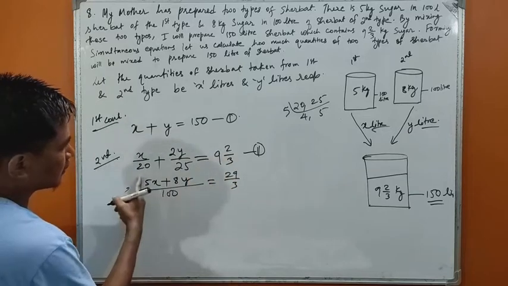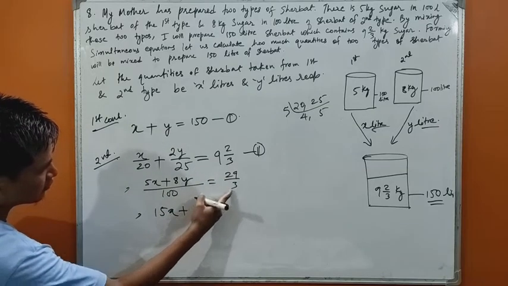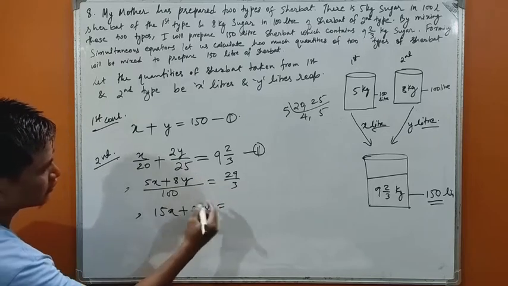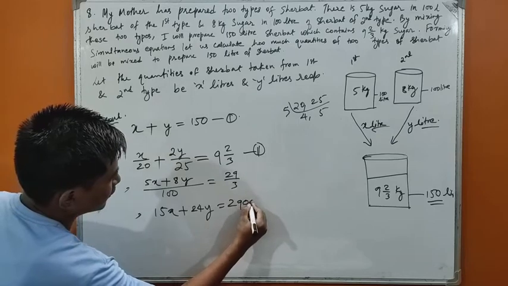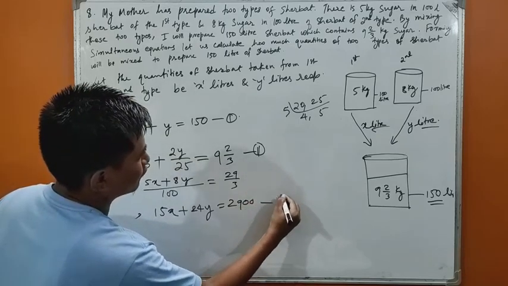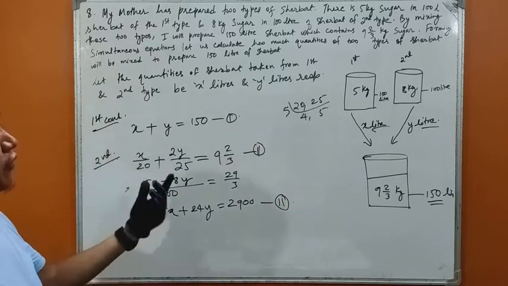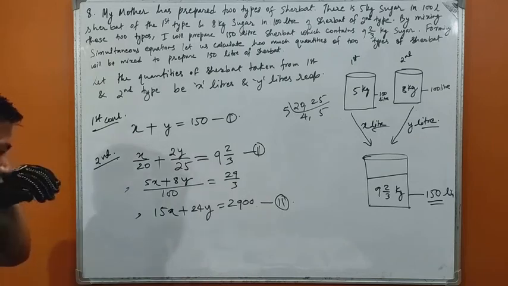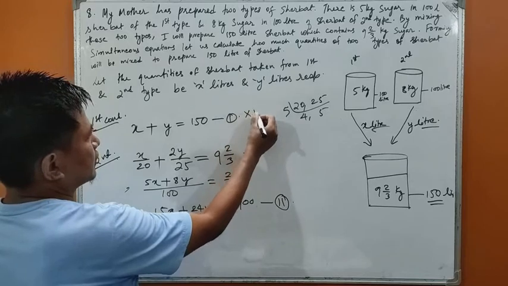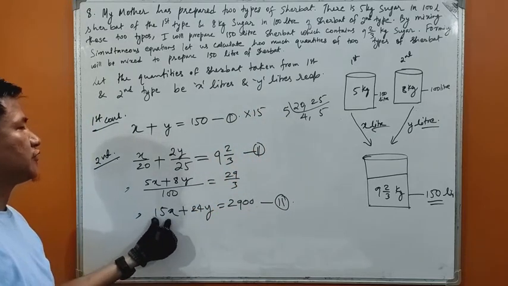Or let us cross multiply this. 3 5s are 15x plus 3 8s are 24y equals 29 into 100 is 2900, okay, not 1000. This is equation 2. So we have equation 1 and equation 2. We can now solve and find the value of x. Let us eliminate x. To eliminate x, we need to multiply equation 1 with 15, isn't it? If we multiply equation 1 with 15, we have the coefficient of x equal.